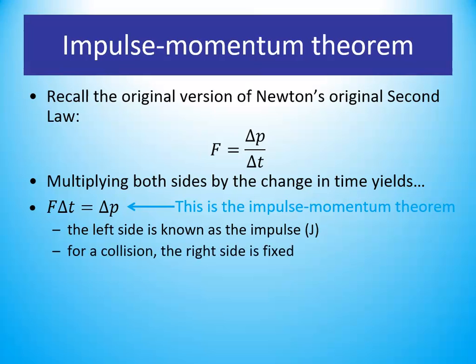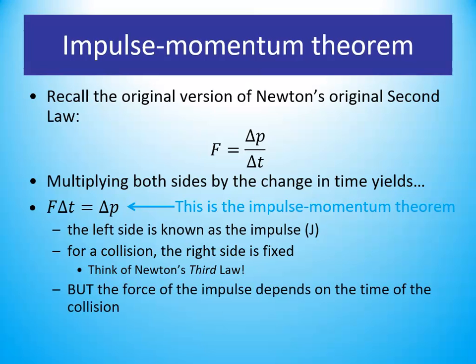So for a collision, the change in momentum is fixed. Remember Newton's third law? In other words, the force felt on one object is equal and opposite to the force felt on the other object, giving the force. But the impulse itself depends on the time of the collision. So if that's fixed, then if there's a small time, that would mean a large force. If there's a large time, this force must be smaller for a given change in momentum.